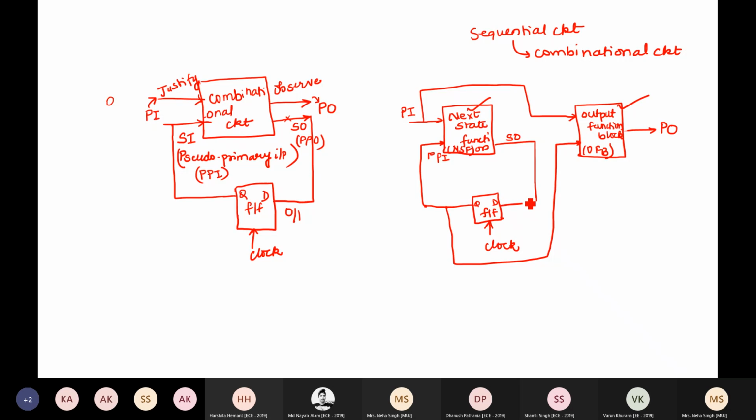It means somehow I need to have this pseudo primary input controlled. Not only primary input, I want pseudo primary input to be controlled. Pseudo primary input कब control होगा? जब मैं secondary output को control कर सकती हूँ. It means somehow I should be able to control the value here at the input of the flip-flop so that it is no more an X.